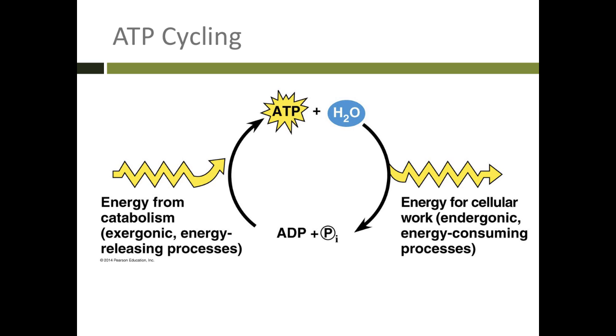The cell uses ATP like money. It pays for endergonic reactions by spending ATP. It creates ATP by storing energy that is released from catabolism. And just like you might always need more money, cells are always needing more ATP. So how do we get enough?